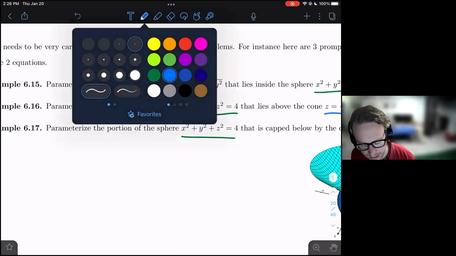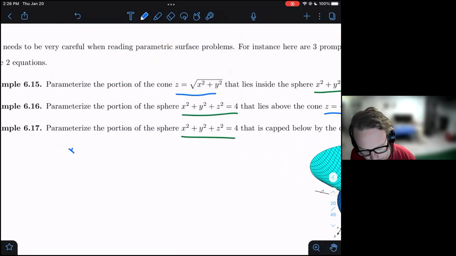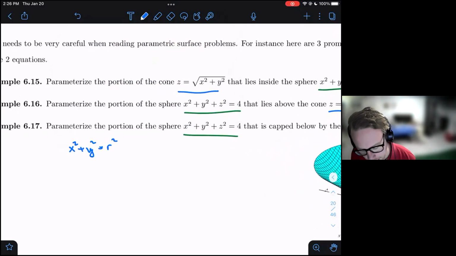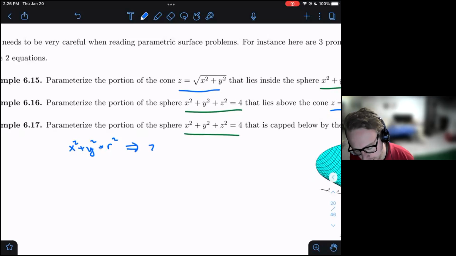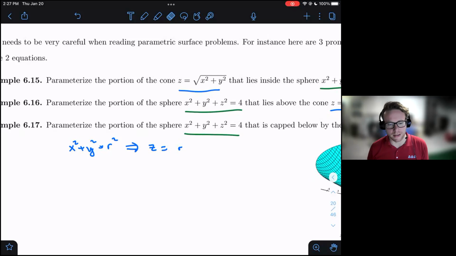Let's go ahead and switch back to blue here. If I was to use my x squared plus y squared equals r squared sort of deal, thinking back to polar or cylindrical, the cone can be very nicely expressed as just z is equal to root r squared, which is the same thing as r, since we're restricting down to just positive radiuses in this class. And so z equals r is a very simple, nice way of expressing this cone here.